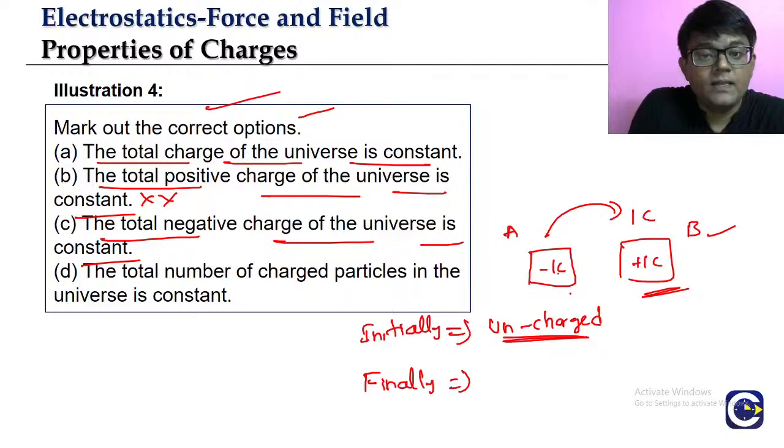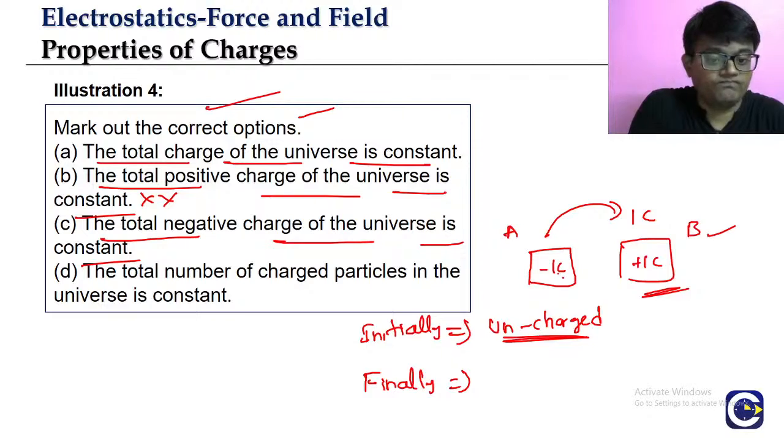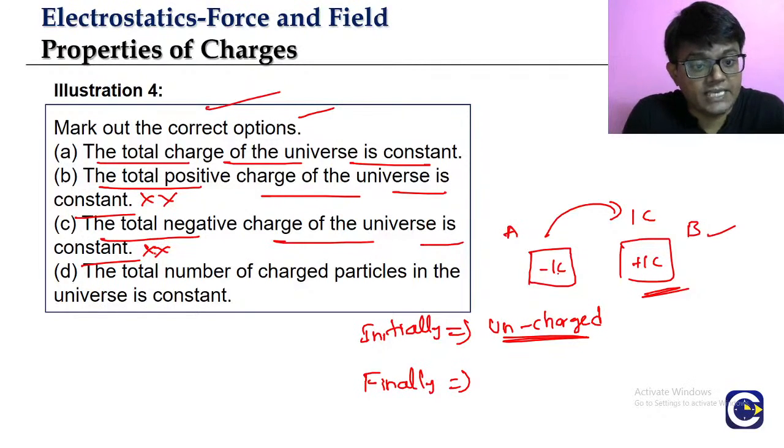So in the second case, the final state, when we talk about total negative charge, we are going to count that minus 1 coulomb on object A also. Okay? So this is also incorrect. Total negative charge in the universe need not be constant. When the objects are exchanging charges, the total positive charge on the universe can change, and the total negative charge on the universe can also change.